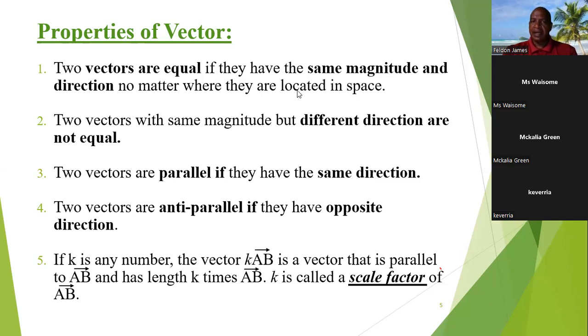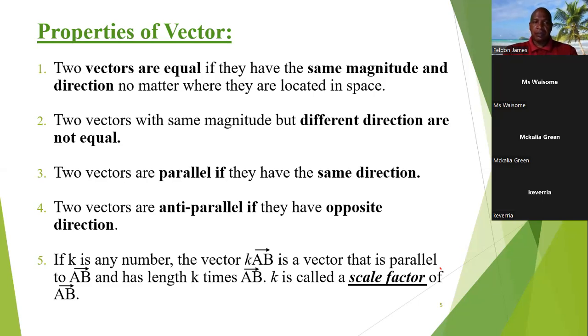No matter where they are located in space. So if two lines have the same length and are pointing in the same direction, we say that they are equal. Two vectors with the same magnitude or same length, but different direction, are not equal. One of the important things for vectors to be equal is that they must have the same length and the same direction. If you have the same length and the direction is different, the vectors are not equal.